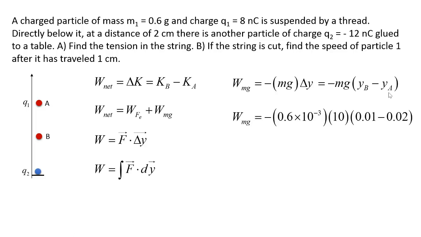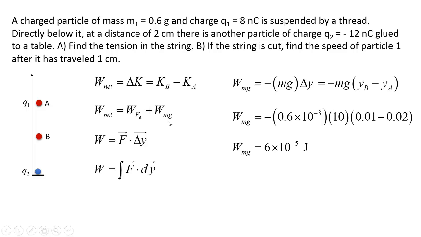So I will have that the work done by the force of gravity is, the mass is 0.6 times 10 to minus 3 kilograms. The gravitational acceleration g is 10. Final position is 0.01 meters. Initial position is 0.02 meters. Using a calculator, you get that the work done by the force of gravity is 6 times 10 to minus 5 joules.